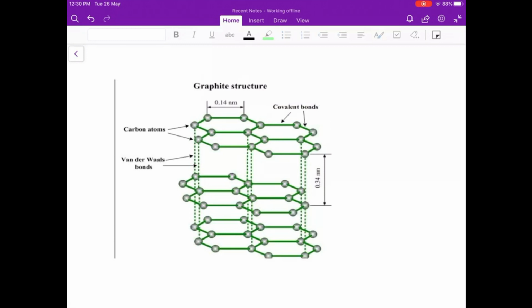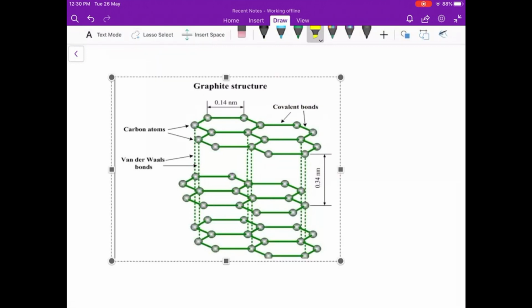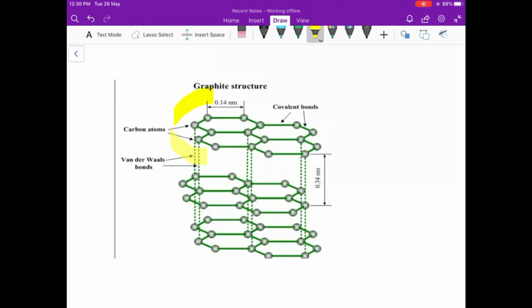Now there are different layers. If you look at this, this is the first layer, and this is the second layer, and this is the third layer. So altogether you can see 3 layers here. One layer is connected with another layer by small dotted lines, the blue-green dotted lines. That is called van der Waals force, and van der Waals forces are one of the weakest forces.